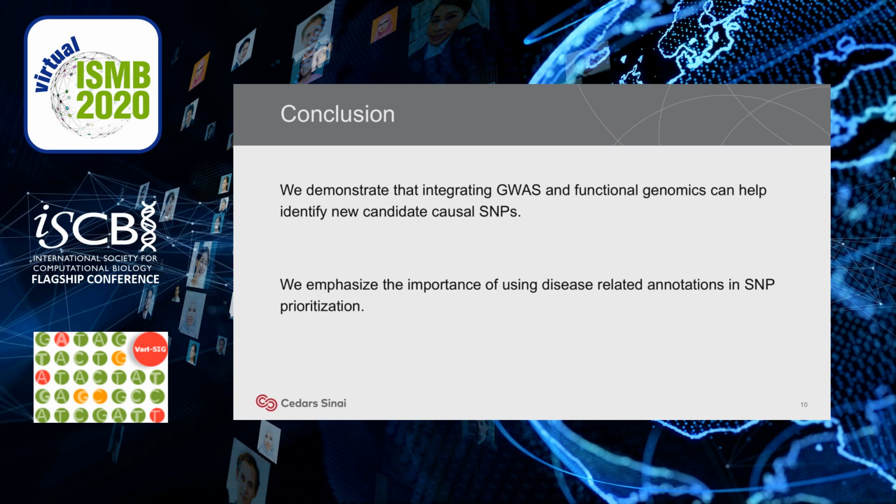To conclude, in this study, we demonstrated that integrating GWAS and functional genomics can help identify new candidate causal SNPs. And we also emphasize the importance of using disease-related annotations in SNP prioritization.